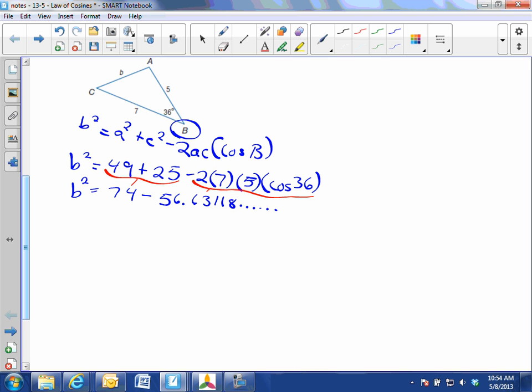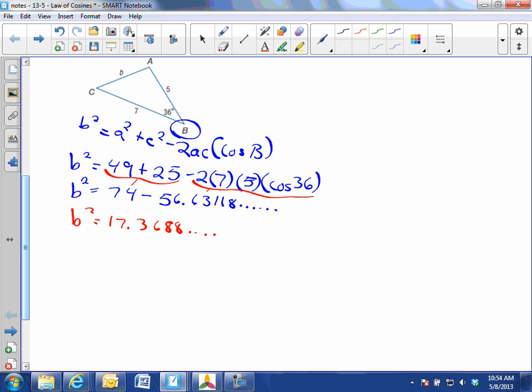Oh, you have to multiply them all together? Yes, that's what I'm saying. Oh. So I would do the multiplying last. You still have all those decimal places on your calculator screen. Make it negative. Add the 74. So you're going to get b squared equals, let's see, I have about 17.3688, blah, blah, blah, blah.